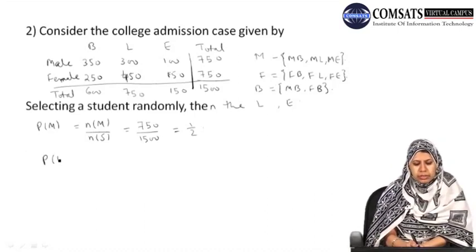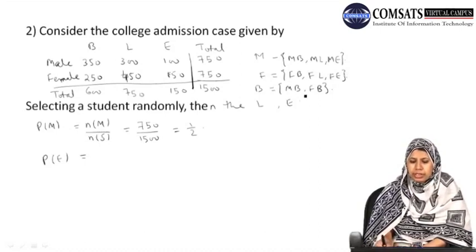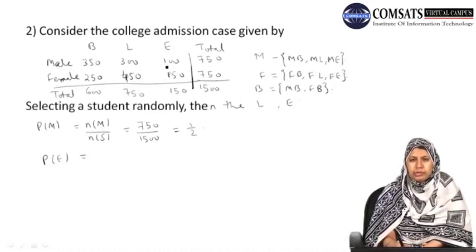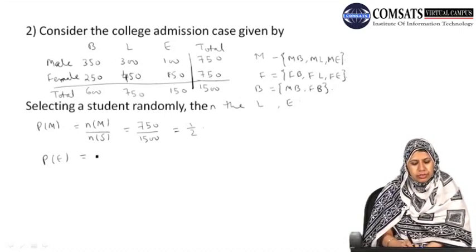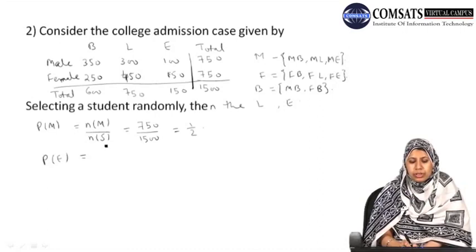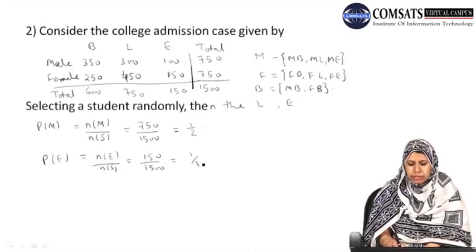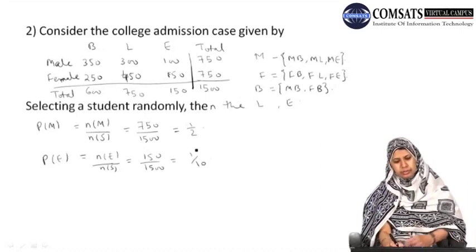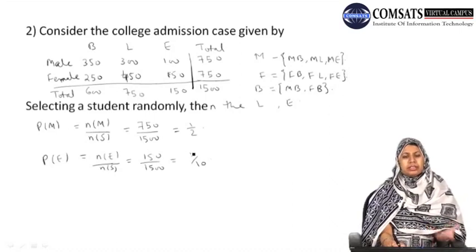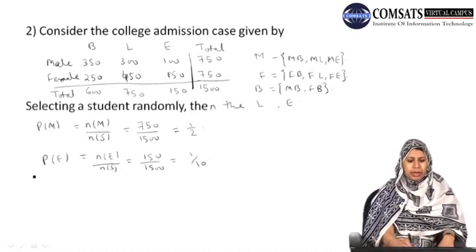Okay, the probability of an engineering student selected randomly will be equal to the probability of the male student studying engineering plus the probability of the female student studying engineering, which is equal to the total number of students studying engineering divided by the size of our sample space, which is 150 divided by 1500, which is 1/10. So the probability that we select an engineering student randomly is 1/10.